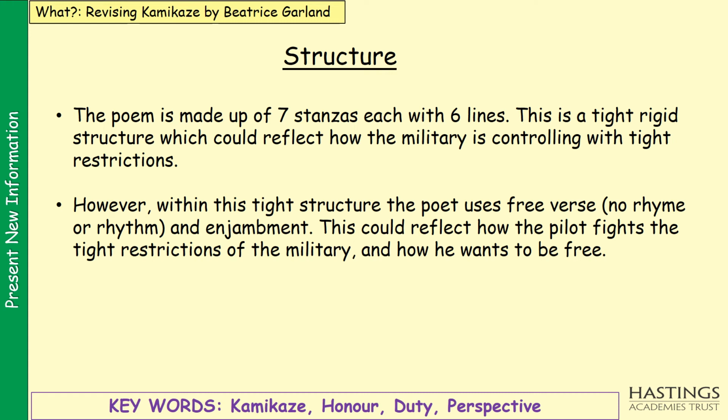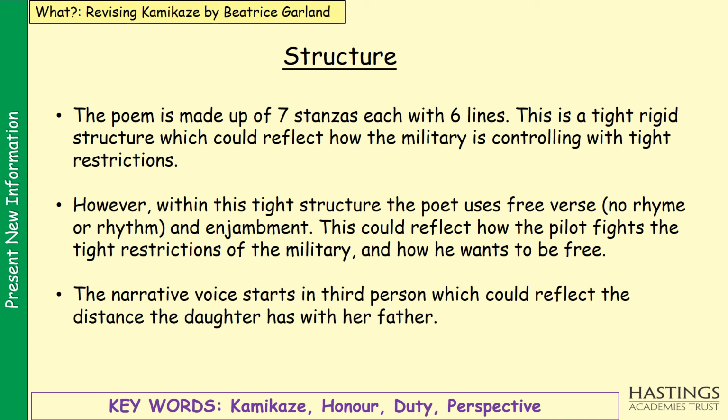However, within that tight structure, the poet uses free verse, which means there's no rhyme or rhythm, and enjambment, which hopefully we remember is when the lines flow into one another. Those 2 things there make it sound like natural speech, as if we're hearing a story. And what that could reflect is how the pilot fights these tight restrictions of the military and how he wants to be free. Okay, so even though he's restricted, which is represented in those stanzas, he fights against that, which is why we don't have a regular structure in the lines within the stanzas.